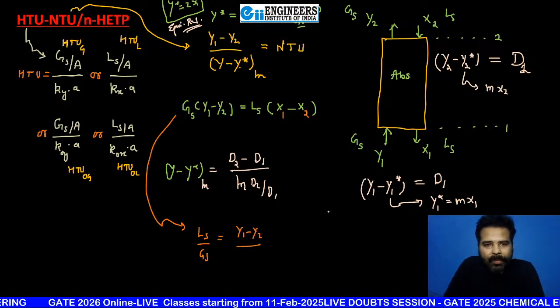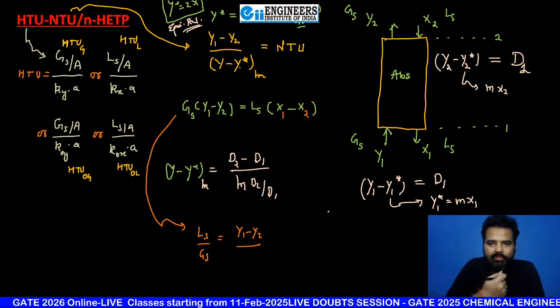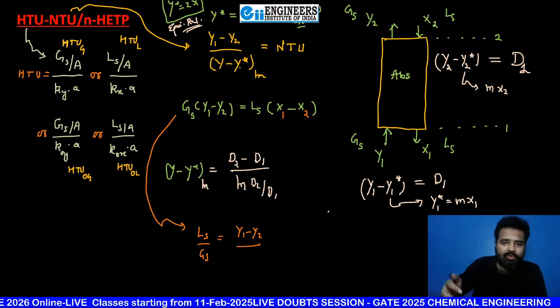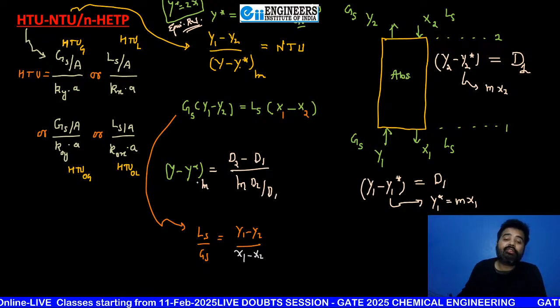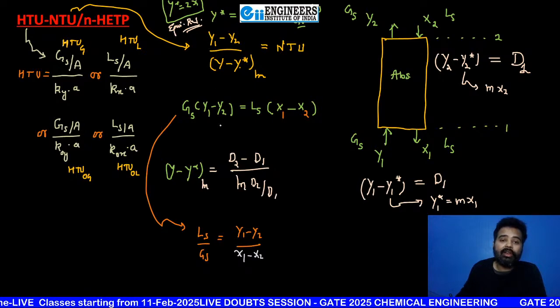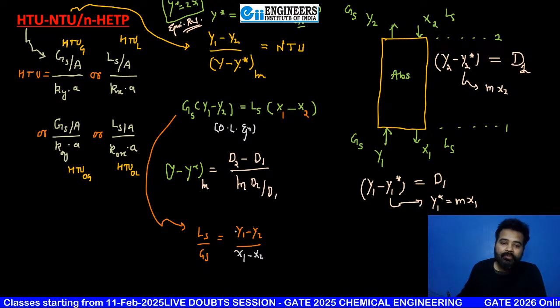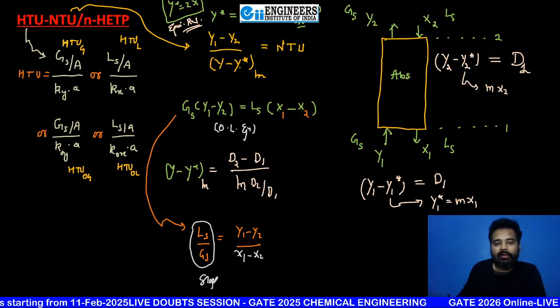X2 is pure. Similarly, y1, y2, gas having solute, after giving, y2 will be less than. Okay. So y1 minus y2 over x1 minus x2. So, beta, this is what? This is the equation of operating line actually. This is operating line equation. And this is slope of operating line.